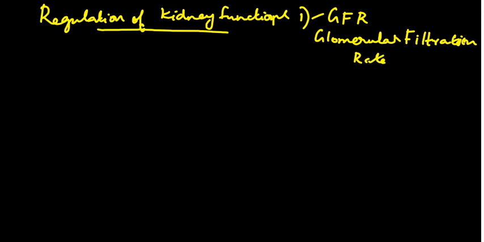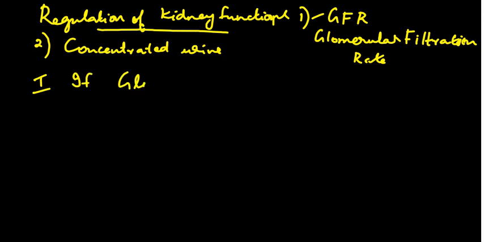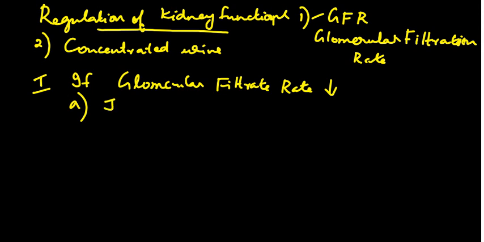And the second function of the kidney is to produce concentrated urine, because mammals produce concentrated urine. If there is any problem with these functions, there are mechanisms by which they are regulated in our body. For example, if the glomerular filtration rate reduces, then one method by which the body regulates it is by the juxtaglomerular apparatus.